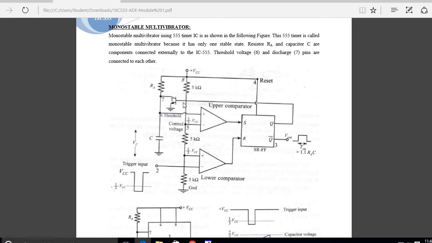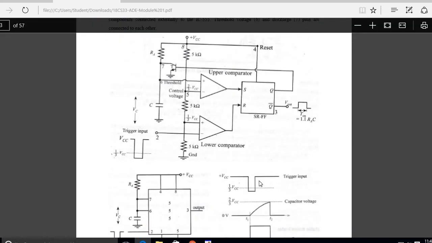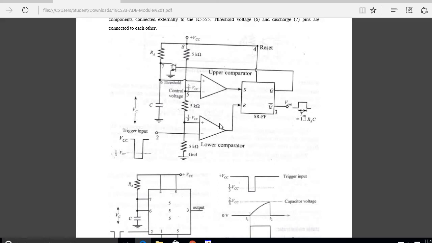When the transistor is in off condition, the capacitor starts charging through resistor RA. That you should see in the waveform. This is the waveform at T1. When the trigger input is less than 1 by 3 VCC at the lower comparator, the output of the lower comparator is high. At this condition Q is 0 and Q bar is 1, the transistor is in off condition, so at that time the capacitor starts charging like this.